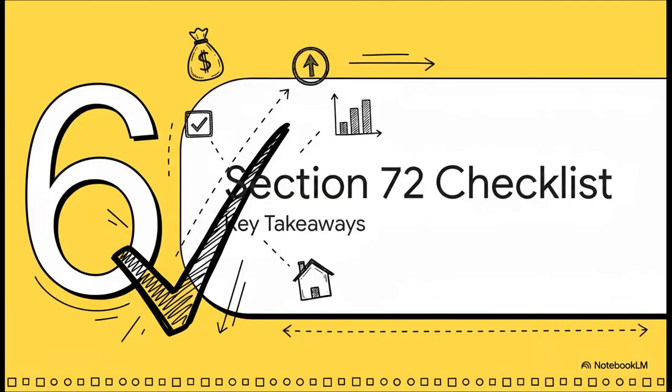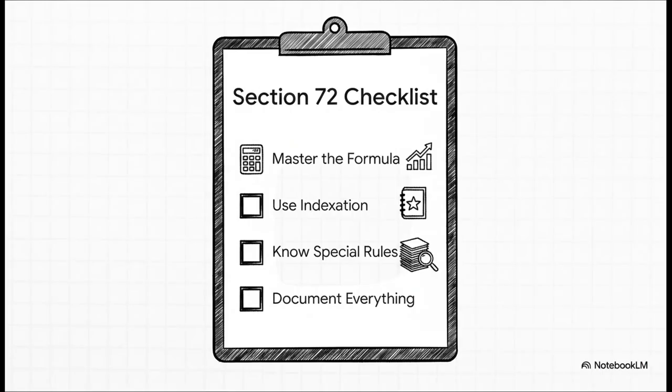All right, we've covered a lot of ground today, so let's boil it all down to the absolute essentials. We'll wrap up with a final checklist to help you remember the most important points. Here are your 4 key takeaways. Number 1, the basic formula is king. Master it. Number 2, for long-term assets, indexation is your client's best friend. Use it. Number 3, always be mindful of the special rules, especially for non-residents and deemed transfers. And number 4, and this might be the most important one of all, document, document, document. Your records are the bedrock of good tax compliance.